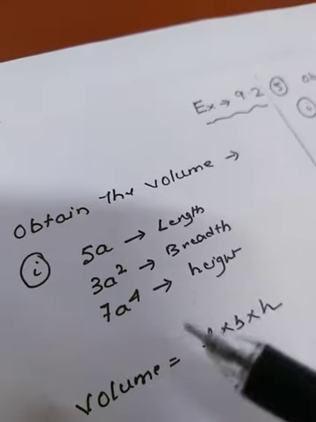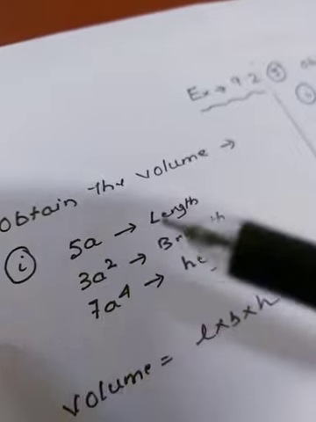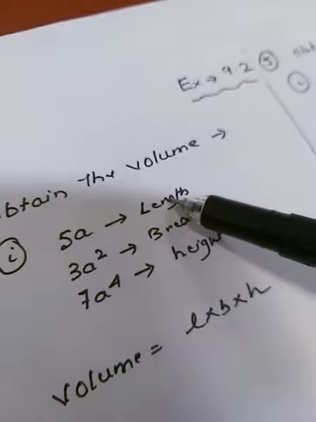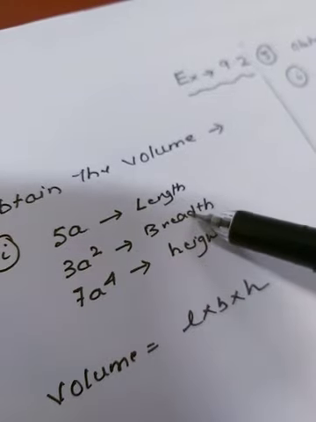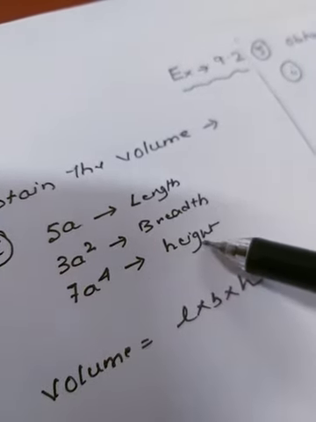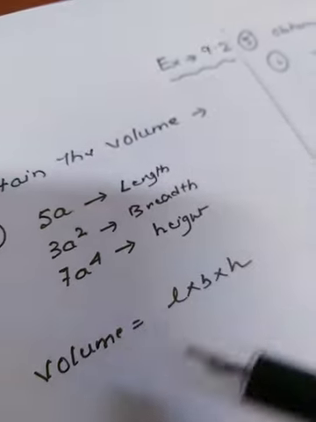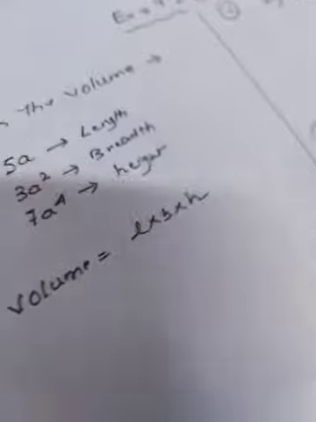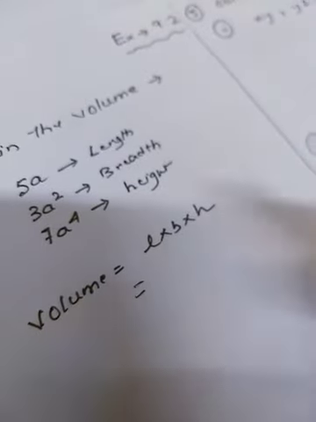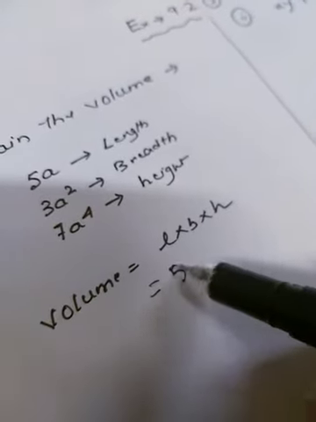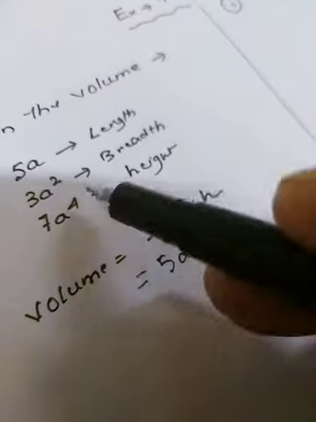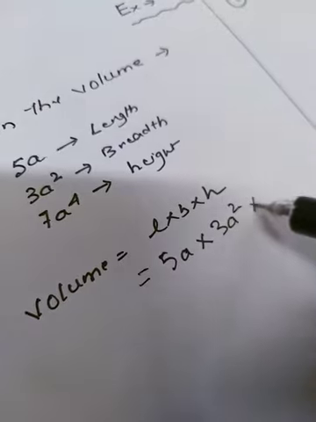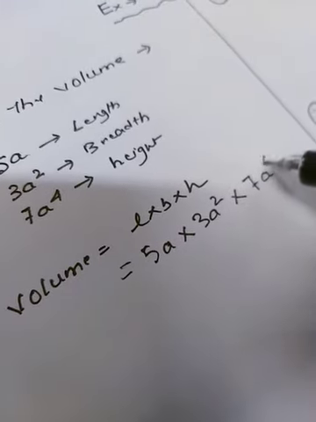That means in each question, 3 expressions are given. The first expression will be considered as length, the second expression as breadth, and the third expression as height, and you have to find the volume. We know that the volume of a cuboid is length into breadth into height. So in place of length, we'll put 5a, breadth is given as 3a square, and height is 7a to the power 4.